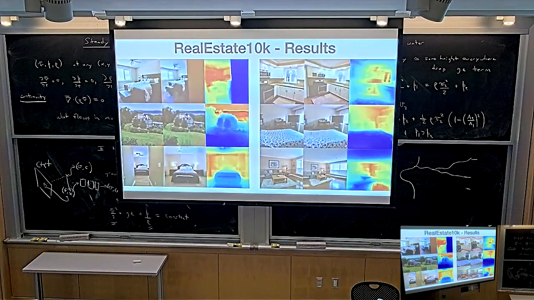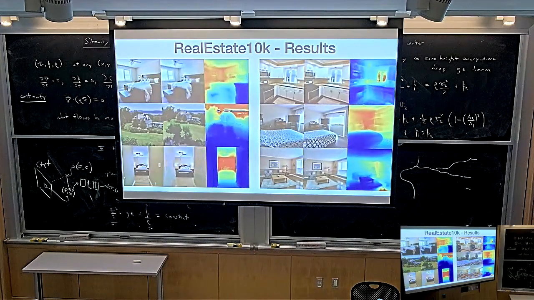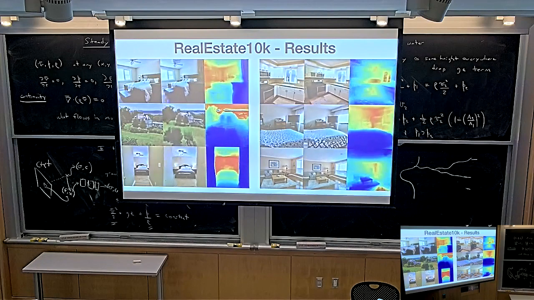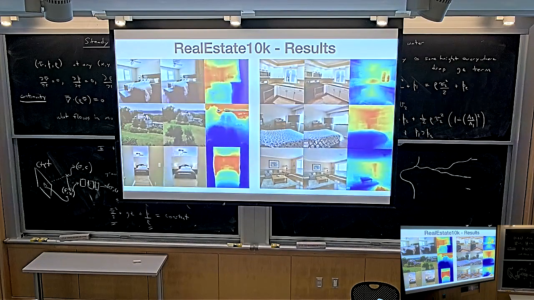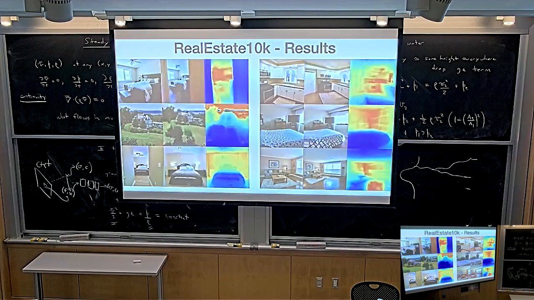So here's the real estate 10K data set, lots of kitchens and bedrooms. And there's a few outdoor scenes like this one. But I mean, this is always the depth map. And I mean, it's pretty cool. All of these were reconstructed from a single image.